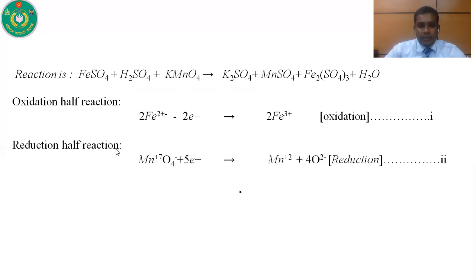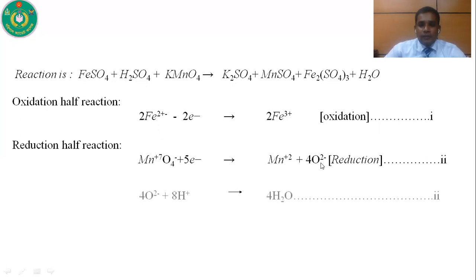Now the reduction half reaction. Here manganese 7+ forms manganese 2+. So 5 electrons are accepted, so this is a reduction reaction. As there are 4 oxygen atoms, we can write 4 O2-, because we know that the oxidation number of oxygen is -2.